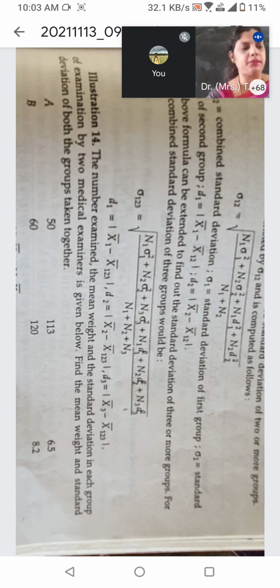60 people have been examined. And what is that, 113 and 120? Mean weight. The mean weight of all the 50 people taken together is 113. The mean weight of all the 60 people taken together is 120. What is that, 6.5 and 8.2? Standard deviation.